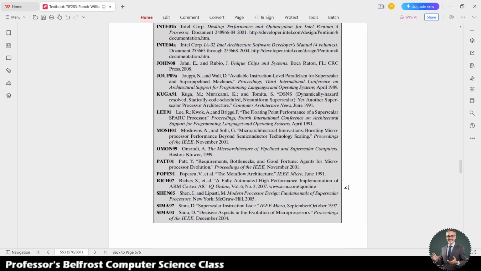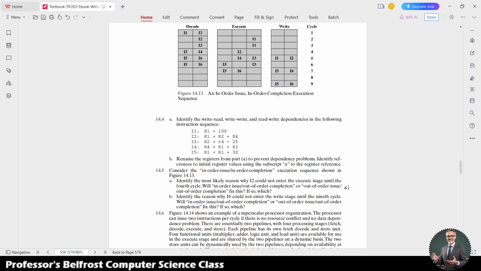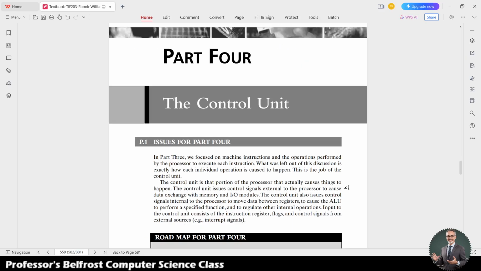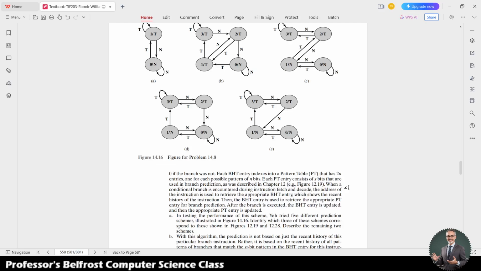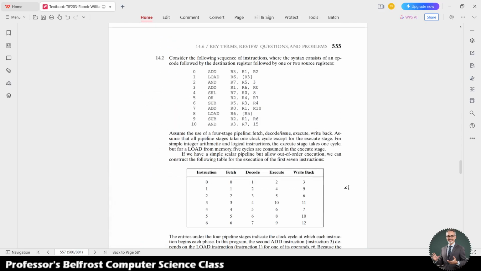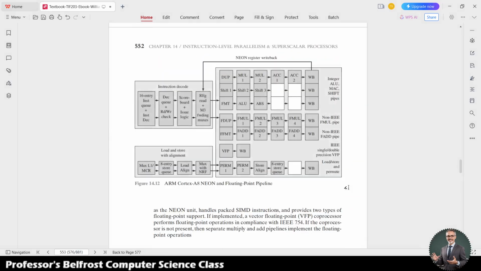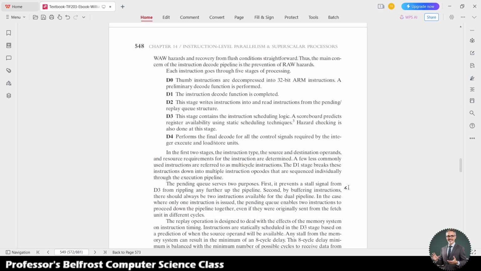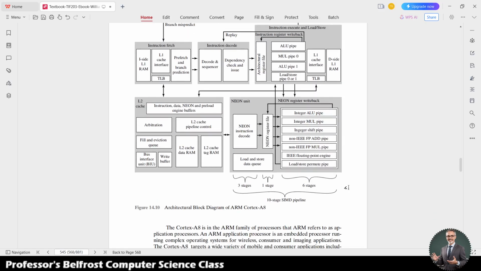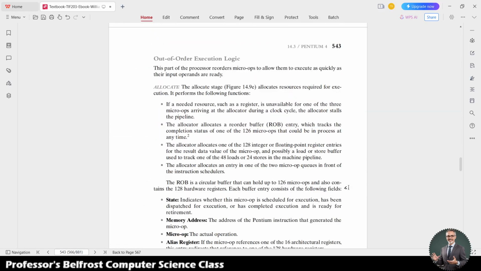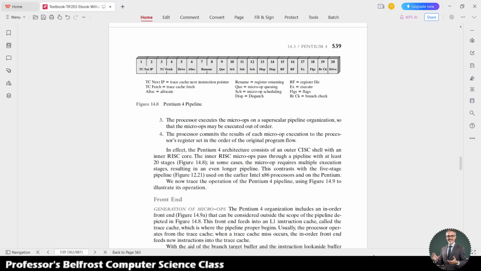Let's see if there is some appendix here. That's quite important. Appendix. No appendix, which means that we are done with this.